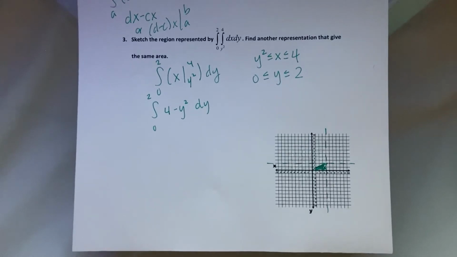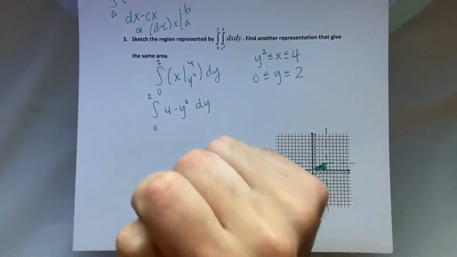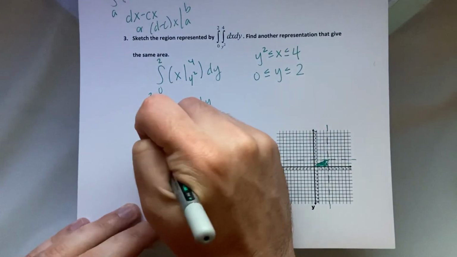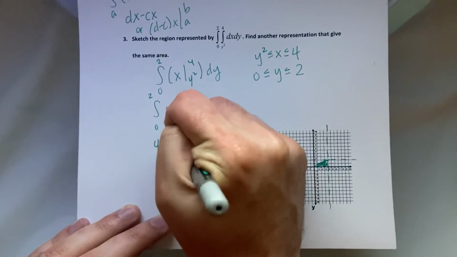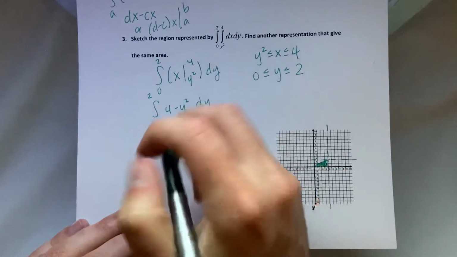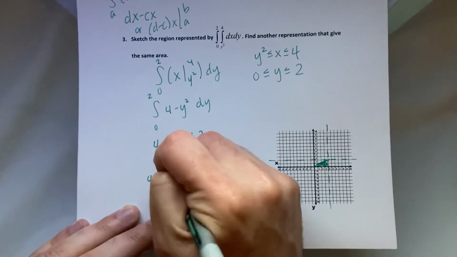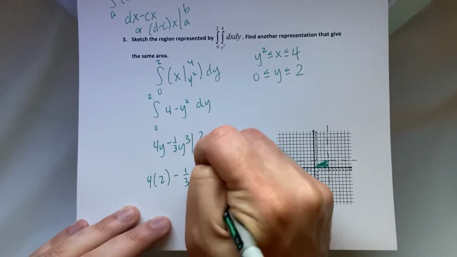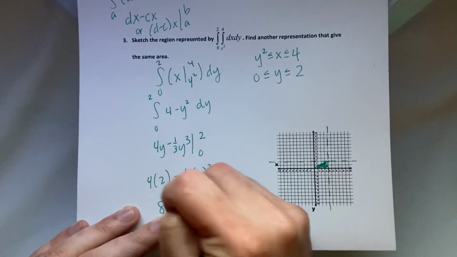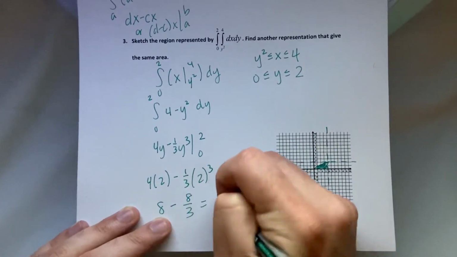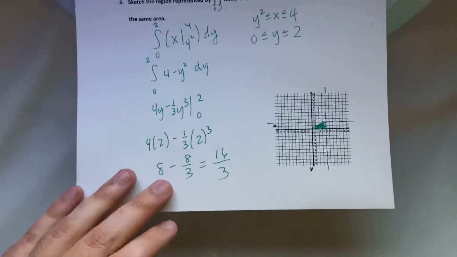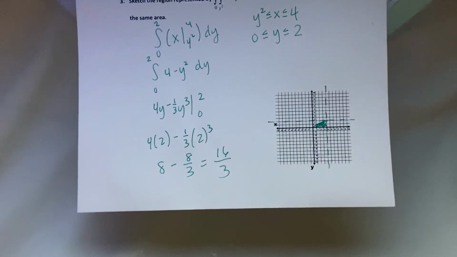But anyway, if we continue integrating from 0 to 2 with respect to y, this should become 4y minus 1/3 y cubed, evaluated from 0 to 2, which should be 4 times 2 minus 1/3 times 2 cubed, or 8 minus 8/3, which is 16/3. And we'll do more in the next video.